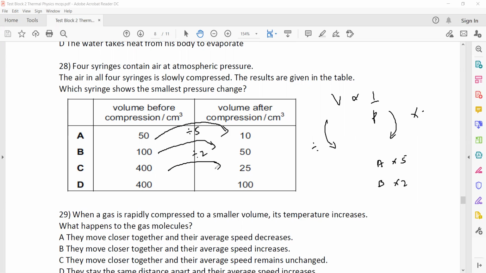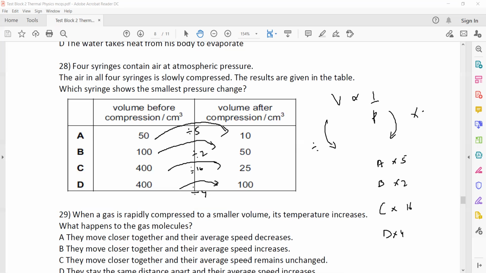400 becomes 25. So by what factor is it changed? If 400 is divided by 16, we get 25. So if the volume is divided by 16, the pressure will be multiplied by 16. 400 becomes 100, so it means it is divided by 4. If divided by 4, the pressure will be multiplied by 4.